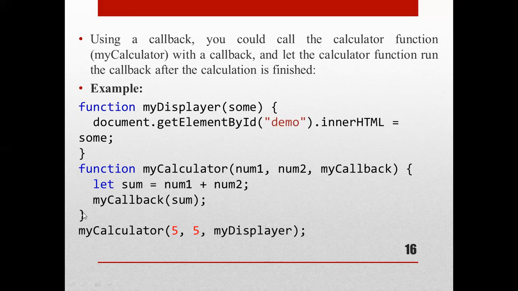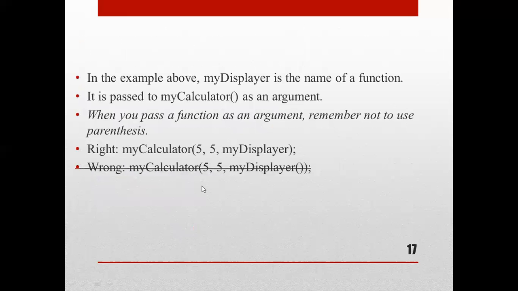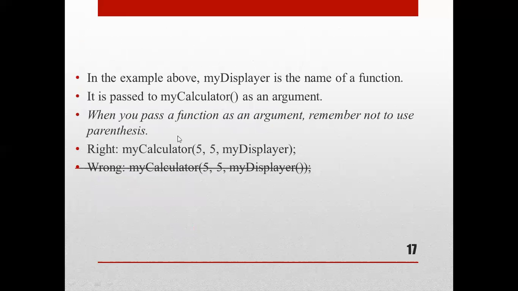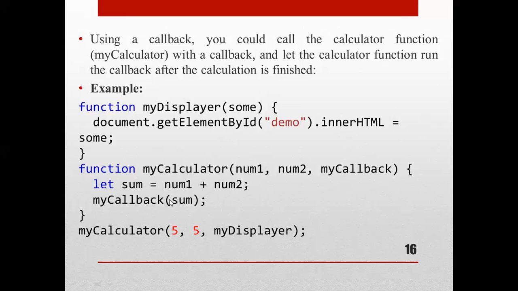After executing this, we pass the values like myCalculator(5, 5). These are the values for number one and number two, and then myDisplayer. Here we pass the myDisplayer function as a parameter to the myCalculator function. myDisplayer is the name of a function, and it is passed to myCalculator as an argument. That is the callback. myDisplayer is the callback here.